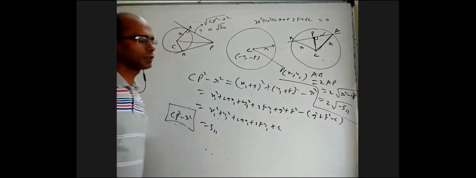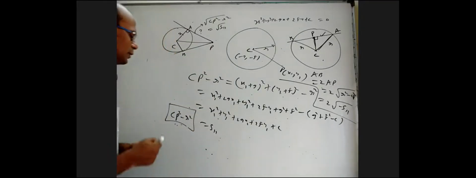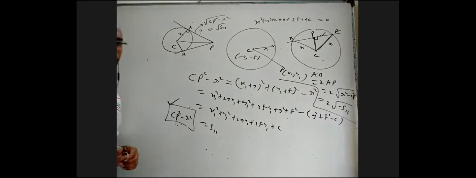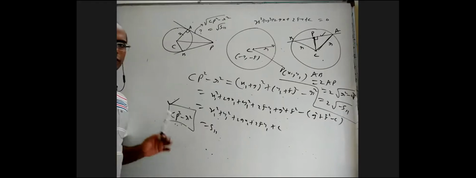So root minus S1 is very well defined, not a problem. In this, I made a few points. First, I made the point that CP square minus R square is called the power of a point. If a point is there and a circle is there, the distance from the center to the point squared minus the radius squared is called the power, and that is equal to S1.